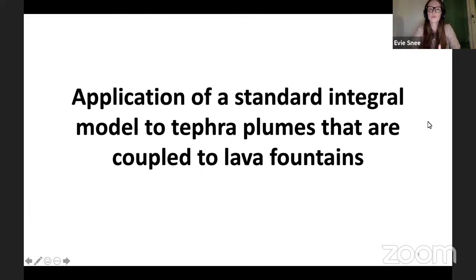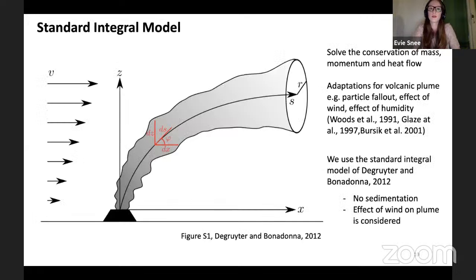So starting off with the first objective, can we apply a standard integral model to tephra plumes that are coupled to lava fountains? Standard integral plume models solve the conservation of mass, momentum, and heat flow, and are based on Morton 1956. They've got many assumptions, such as that the rate of entrainment into the plume is proportional to the characteristic velocity of the plume. It's from a maintained source.